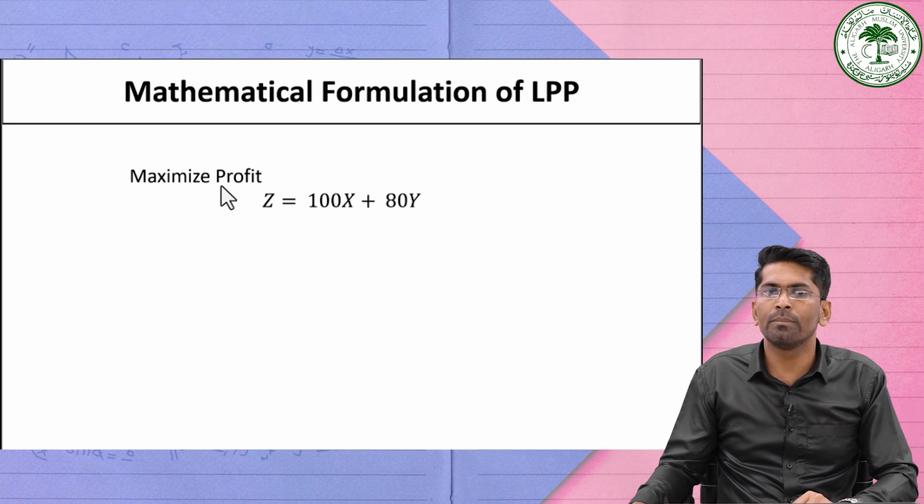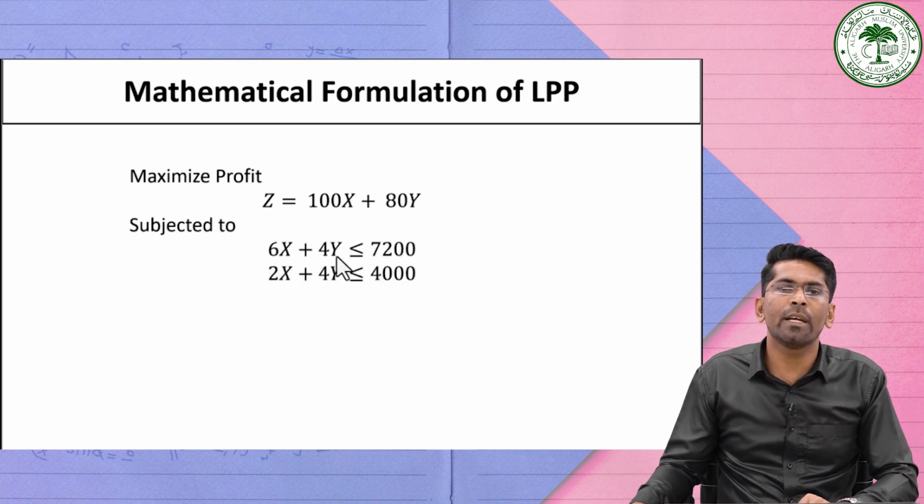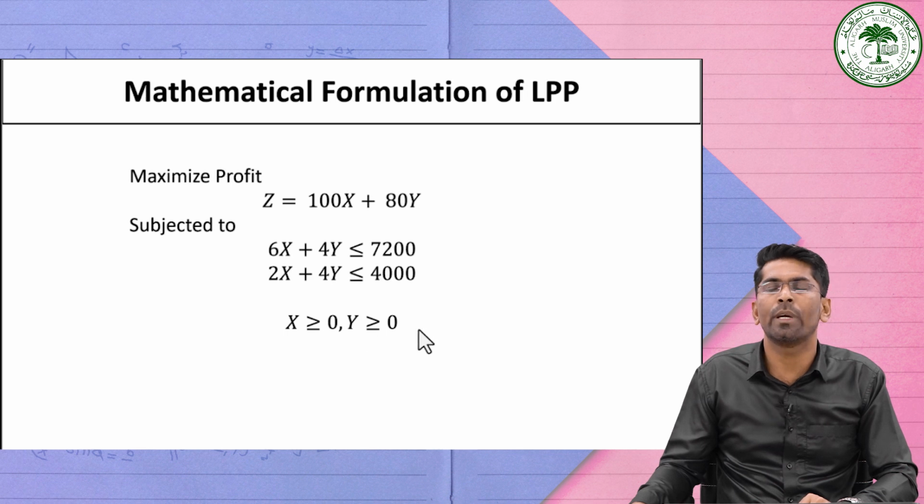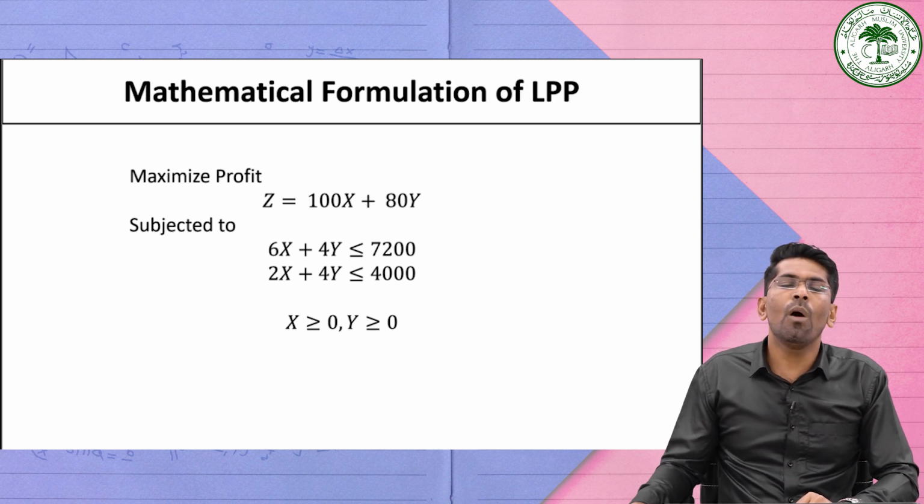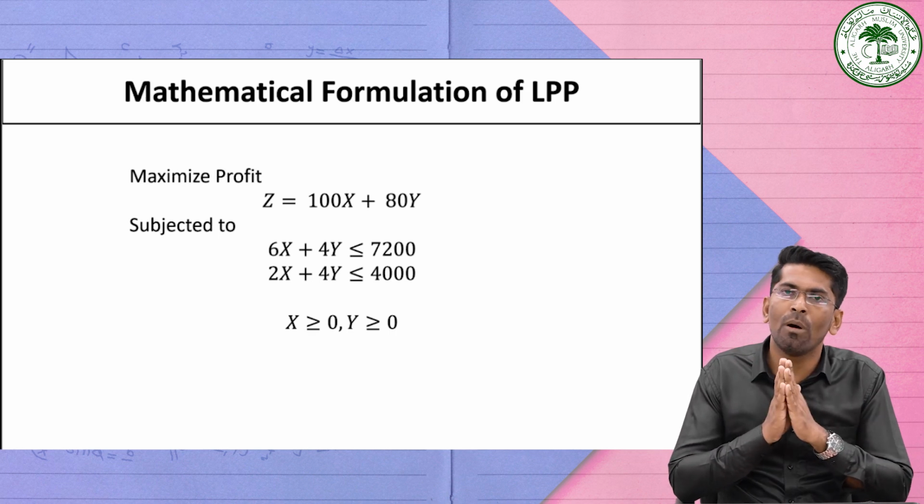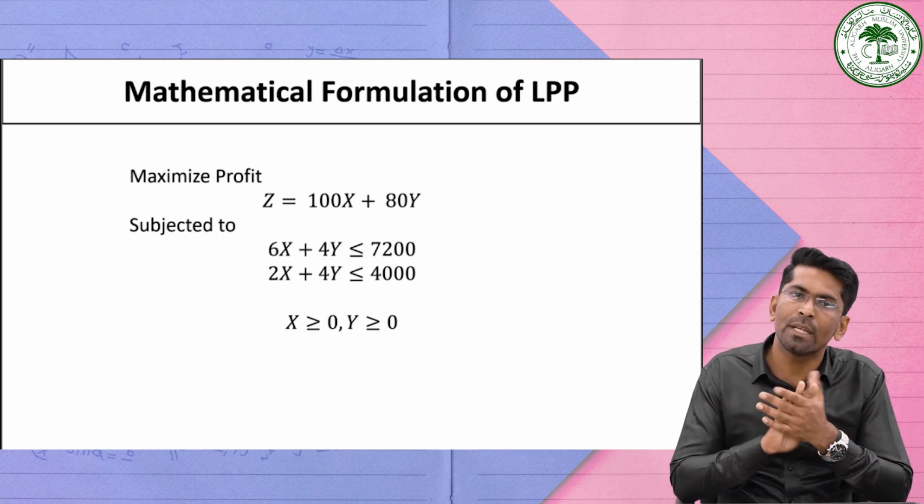Now we are going to frame the mathematical formulation of linear programming here. Our profit function, that is maximization of profit, Z is equal to 100x plus 80y, subjected to the two constraints: 6x plus 4y less than or equal to 7,200 and 2x plus 4y less than or equal to 4,000. At the same time, x is greater than or equal to 0 and y is also greater than or equal to 0.